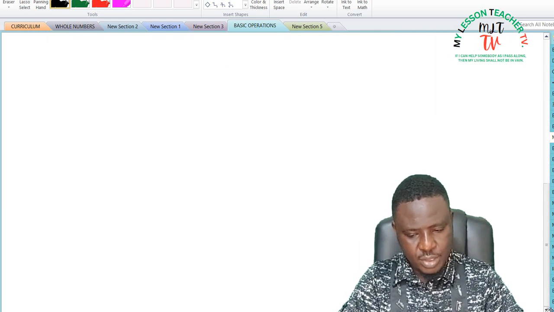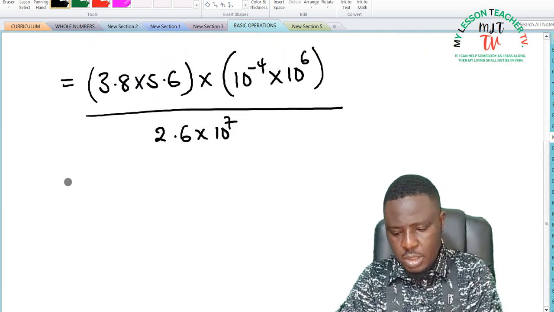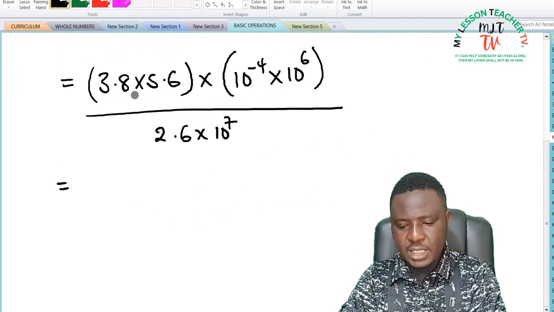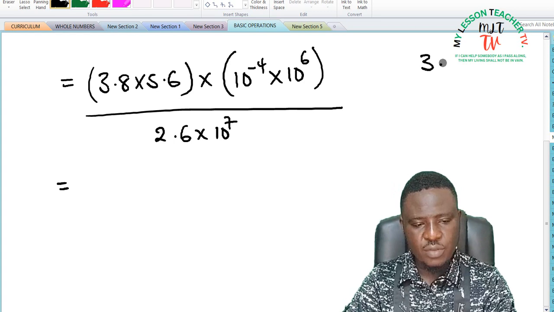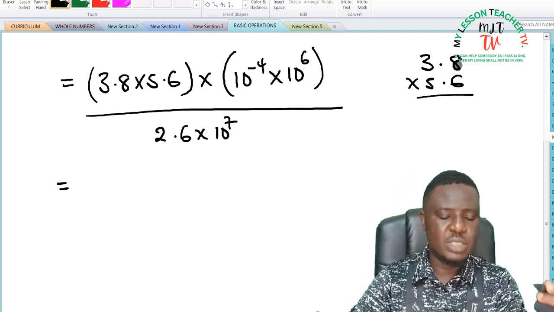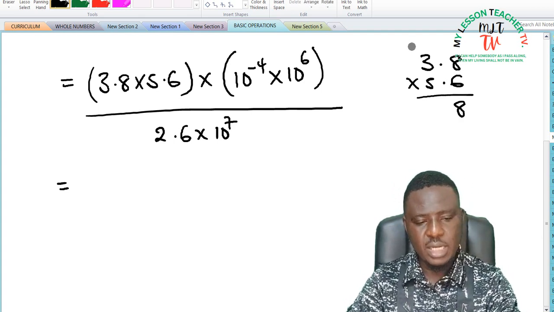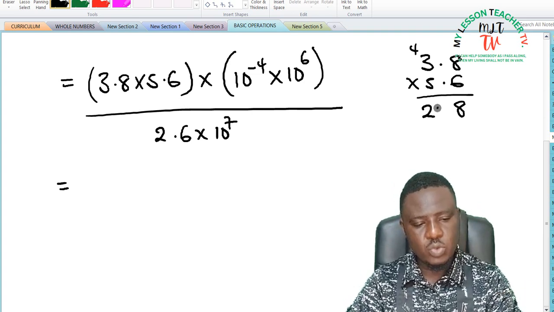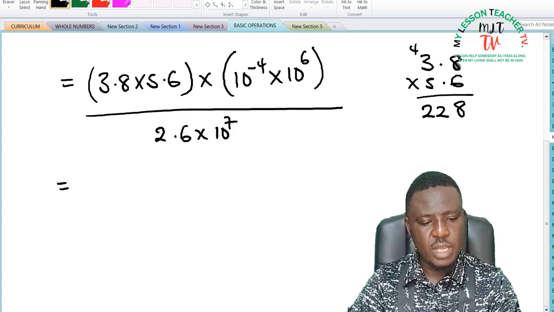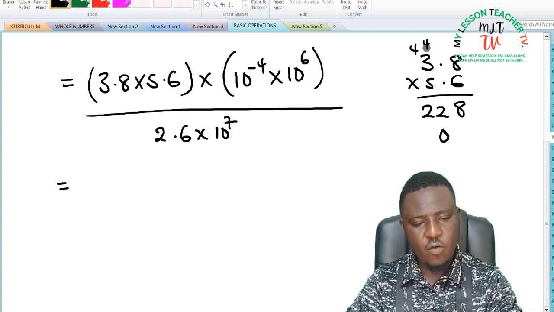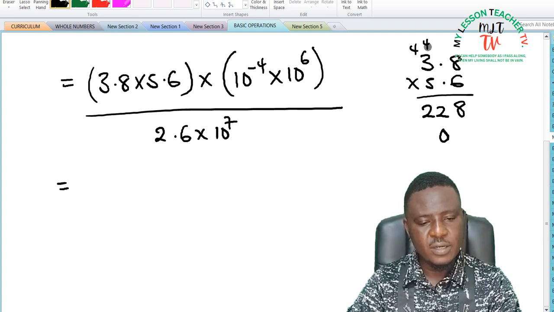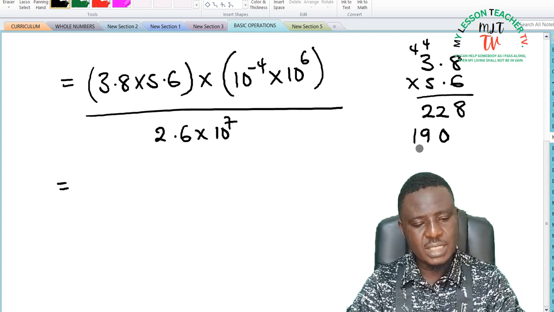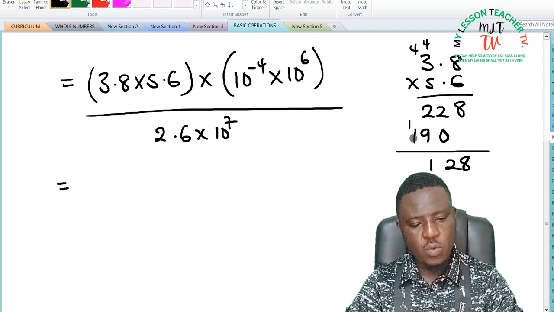When you simplify the numerator, this is going to be equal to 3.8 times 5.6. We have 3.8 to be multiplied by 5.6. 8 times 6 is 48. You write down 8 and carry 4. 6 times 3 is 18. 18 plus 4 is 22. 5 times 8 is 40. You write down 0 and carry 4. 5 times 3 is 15. 15 plus 4 gives us 19. So that when you add, this becomes 8, 2, 11, carry 1, and 2.